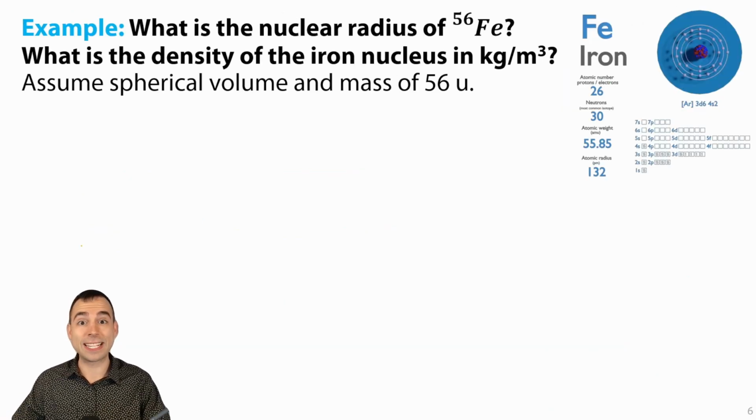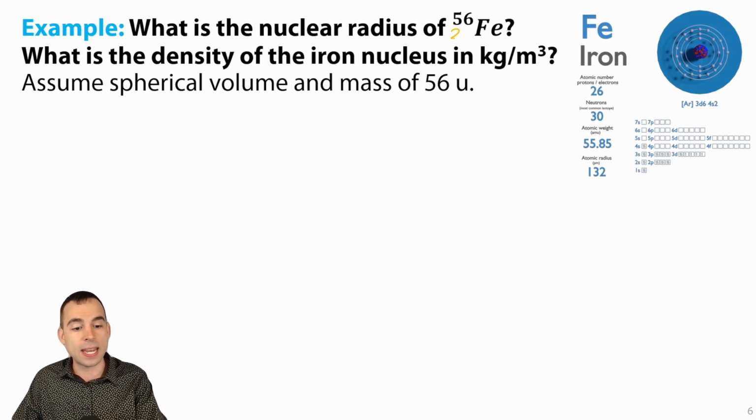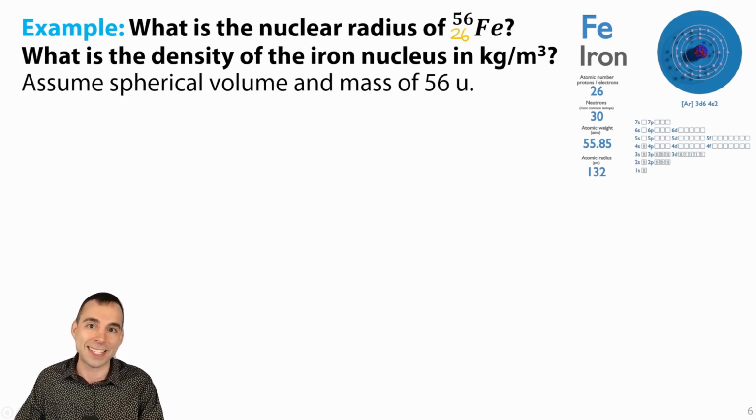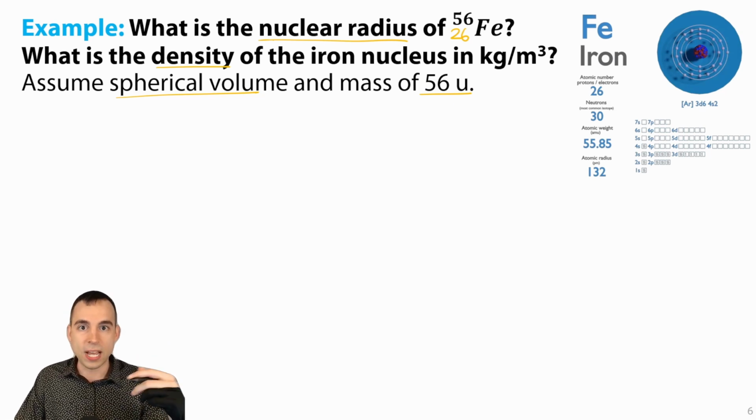All right, so let's take an example and look at an iron nucleus. This has a mass number of 56, and from the periodic table, sometimes it won't show you what the Z number is, but we can look at the periodic table and determine that it has an atomic number of 26, so that is the Z number for this nucleus. We're asked to find the nuclear radius and the density of the nucleus itself, assuming a spherical volume for that little ball at the center. And we're going to assume a mass number of 56. That's the protons plus the neutrons in this nucleus.